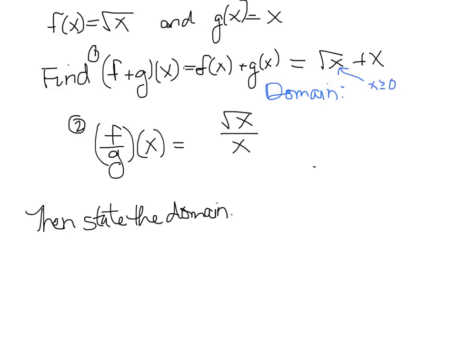And we could write that in interval notation. That would go from 0 to infinity. We include 0, which is why we have that square bracket.